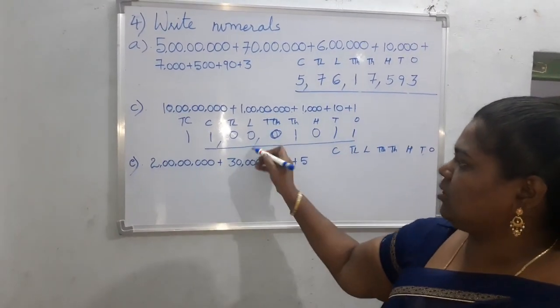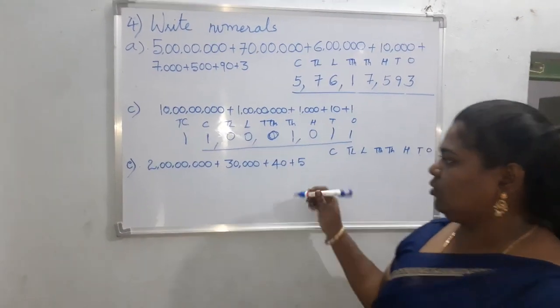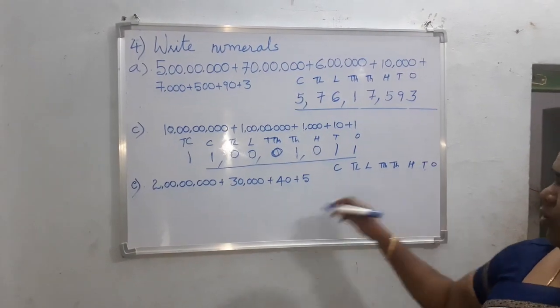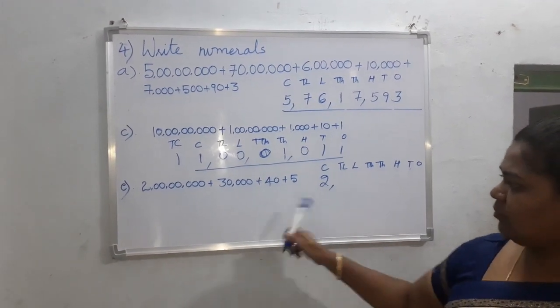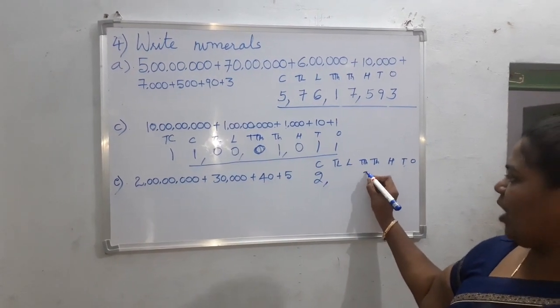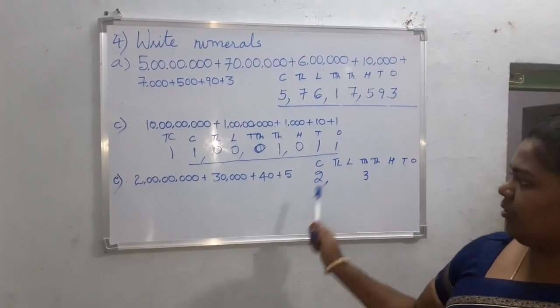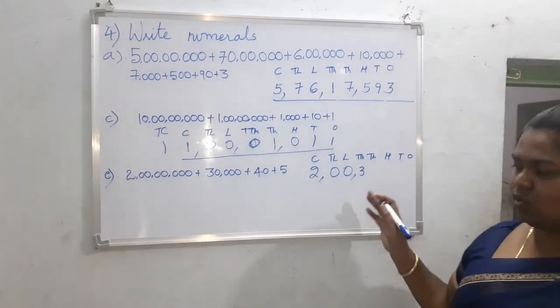So you can put the commas after this. And same process for this also. So once you have, this is the crores, 2 crores. So crores place 2. Then 30,000 means 10,000's place you have to put 3. Means what? There is no 10 lakhs and there is no lakhs also. So put zeros over there.